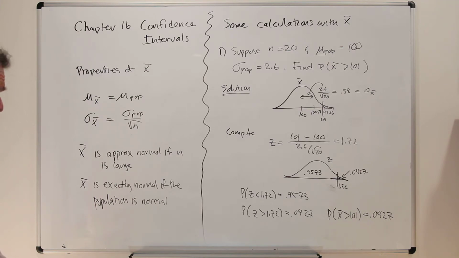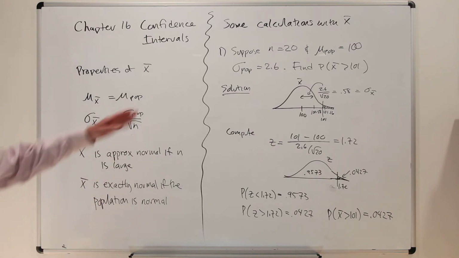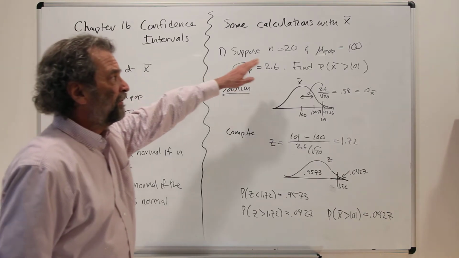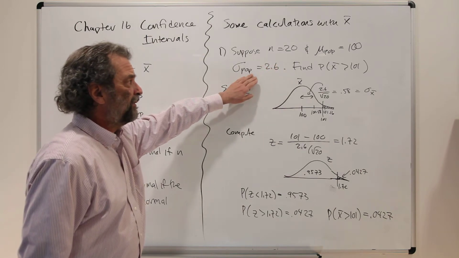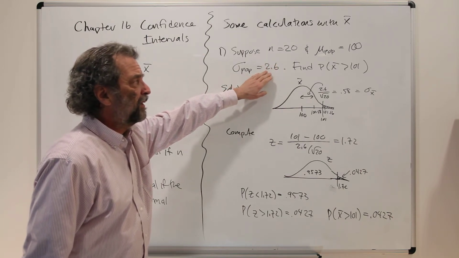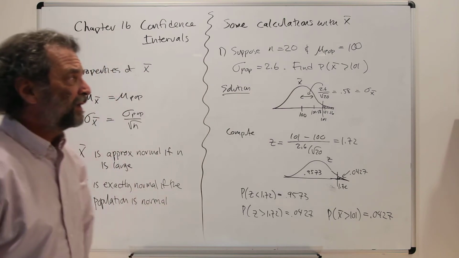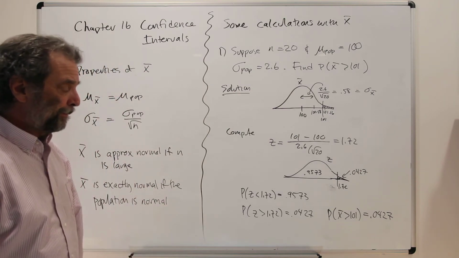So we're going to do a couple of example calculations, so we just get back in the swing of how x bar works. Here's some calculations with x bar. The first one is, suppose the sample size is 20, and the mean of the population is 100, and the standard deviation of the population is 2.6. Let's find the probability that x bar is bigger than 101.